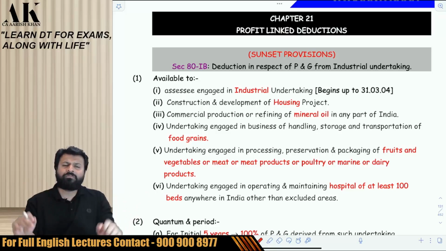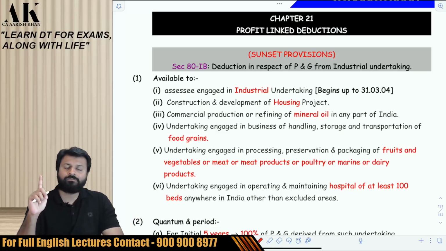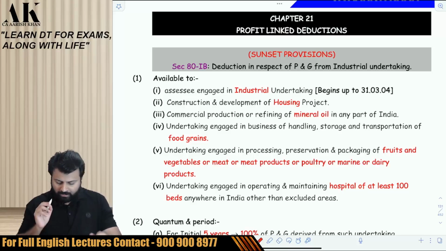In all these profit linked deductions, you have to remember 3 things. First of all, the nature of business which is covered in the section. Second, the percentage of deduction. Third, the period of deduction, for how many years you are going to get this deduction. Okay. So let us start with the discussion.